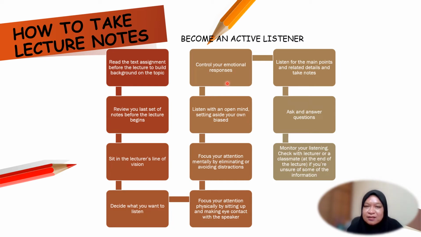Listen to the main points and related details and take notes. Ask and answer questions. When the lecturer asks a question, you should try to answer it, because it doesn't matter if your answer is wrong. When you are wrong, the lecturer can correct you, so you know that you misunderstood the information, and at least now you do understand. That's why you have to be active in class.